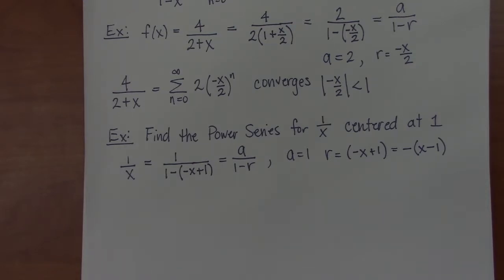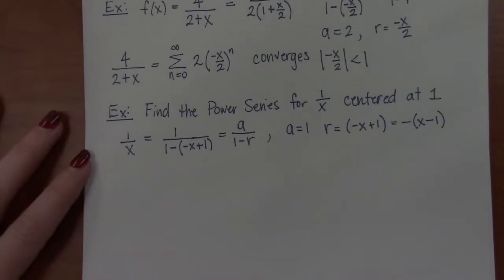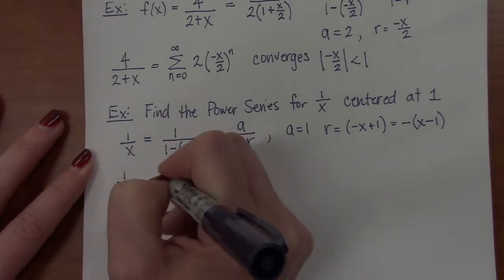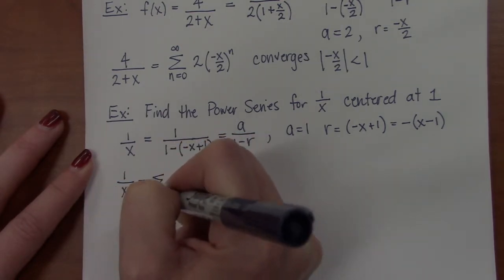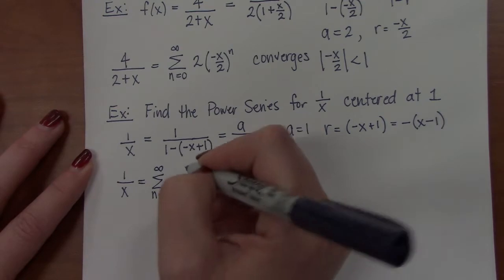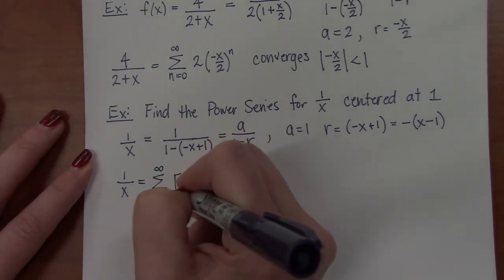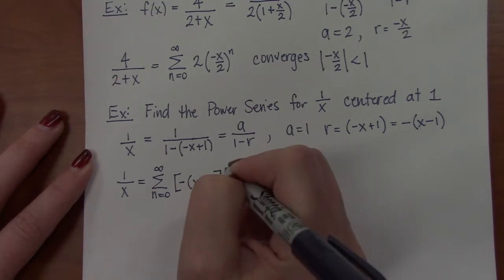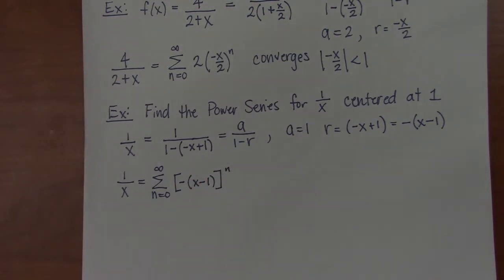So if you ever need to flip the order of a subtraction, you just factor out a negative 1 and it reverses the order. So now I have my a and my r, and I can now express this as a geometric series. So my a was just 1. My r, right, was negative quantity x minus 1 raised to the n.